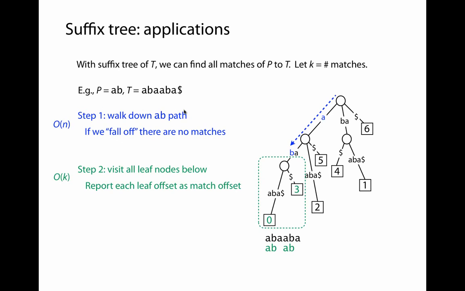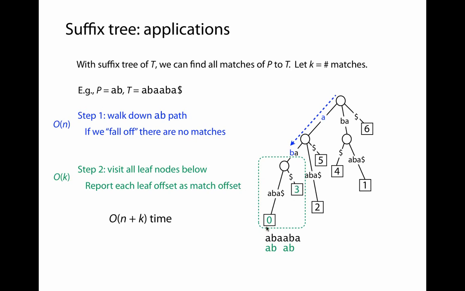So this procedure, walking down the path that corresponds to AB, if we say the pattern is length n, that's an order n procedure. This procedure here, visiting all the leaf nodes below the point where we ended and then reporting each leaf offset as a match offset, this is an order k procedure, where k is the number of matches. Why is that order k? Why does it only take order k time to do that depth-first traversal?